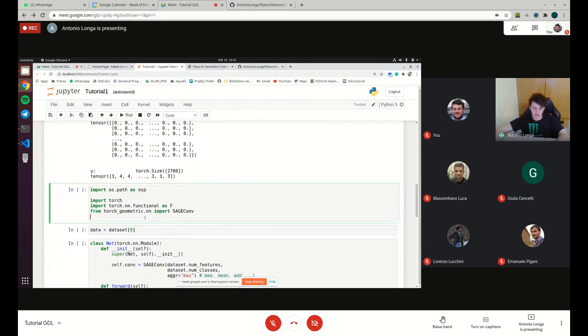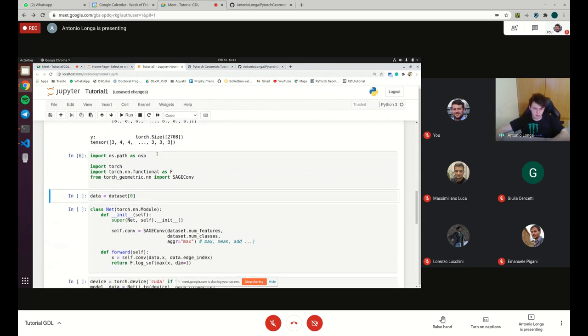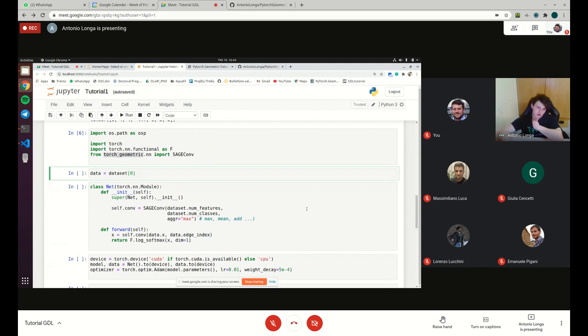Okay, here we are importing again torch.nn.functional as F. It comes from the original library, the torch library. And then we are importing SAGEConv, that is the last slide I showed you, from PyTorch Geometric. Here we are going to say that the data is the dataset in position 0, because we have only one dataset.